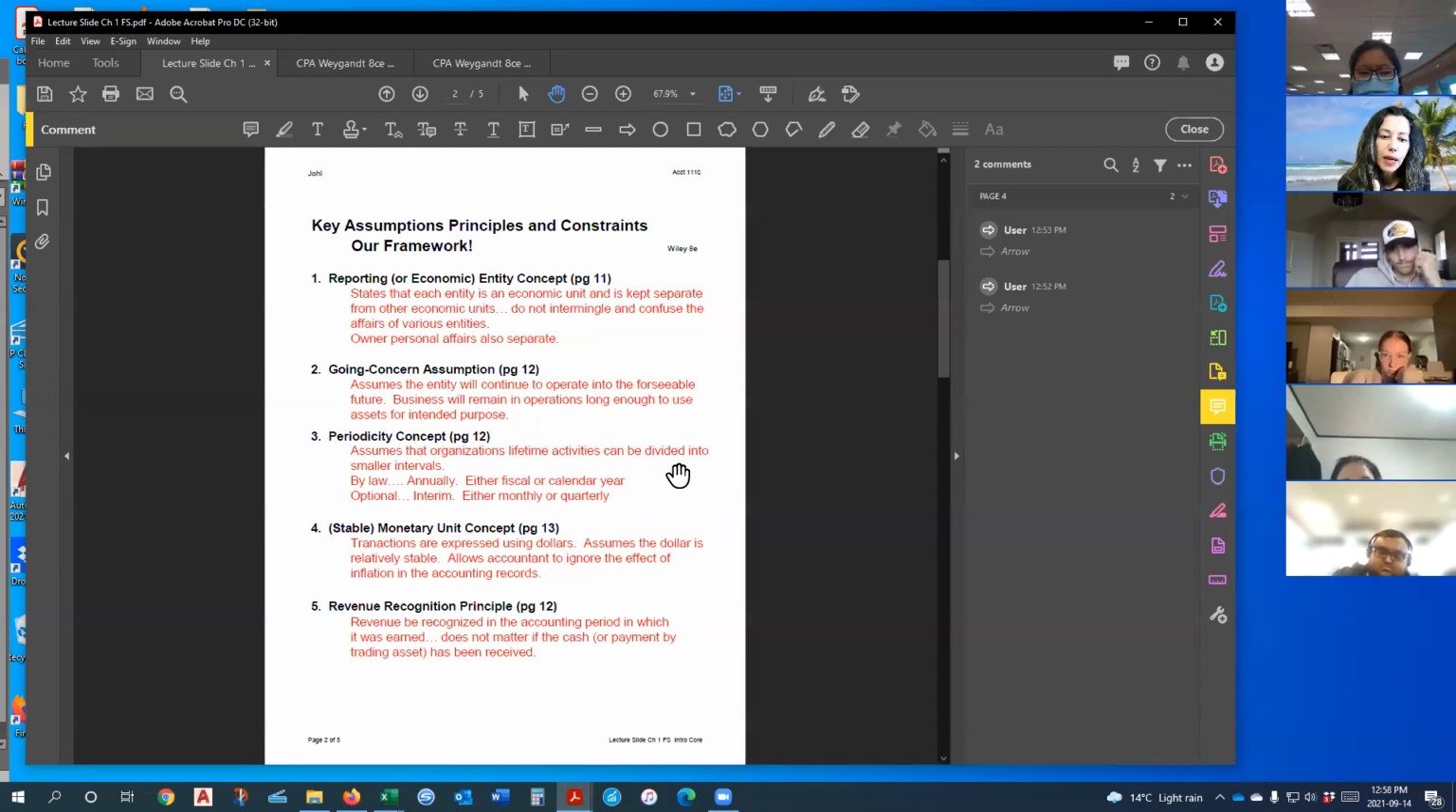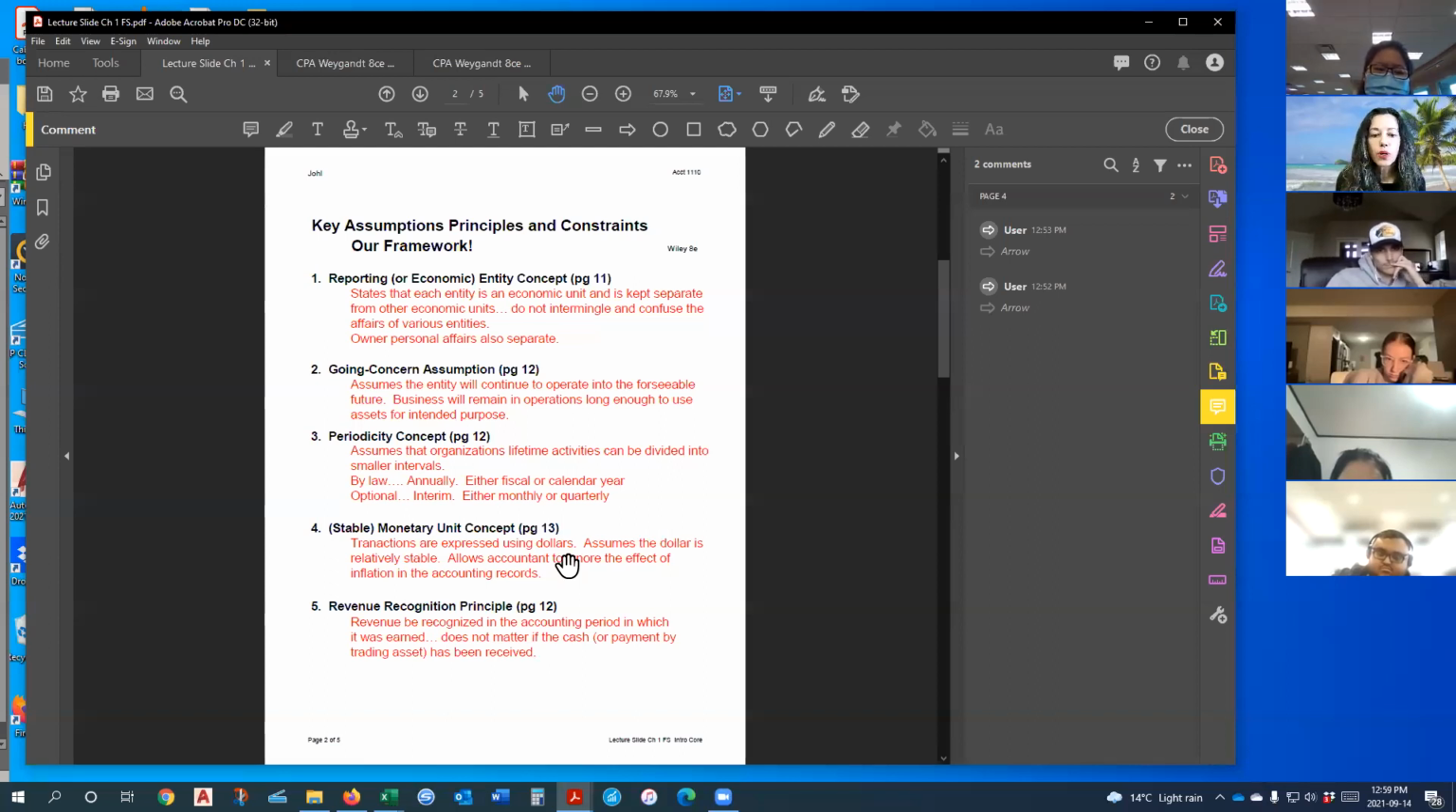Now, by law, we have to do this annually. If our 12-month period ends on December 31st, we would say that this is a calendar year. If our 12-month period ends on any other month, we would call it a fiscal year. Optionally, we can do interim reporting, which would be additional monthly or quarterly reporting. I call this optional because it's not legally required. However, if you are listed somewhere like on a stock exchange, to remain on that exchange, you'll have to report quarterly.